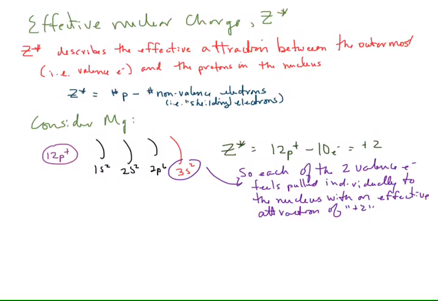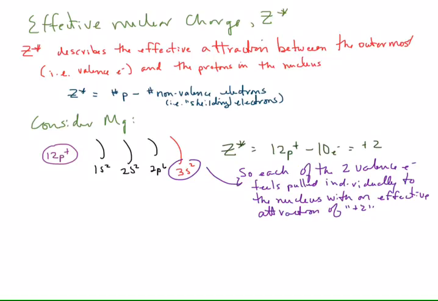So the way we calculate the effective nuclear charge would be the number of protons, 12, minus the number of shielding electrons, the non-valence electrons. So I get 10. Do you see where that's 10? 2 in the 1s, 2 in the 2s, and 6 in the 2p. So that's 10 electrons. So we have an effective nuclear charge of plus 2. So each one of those 2 valence electrons in the 3s subshell is feeling the pull of a plus 2. They're sort of independently feeling that pull.